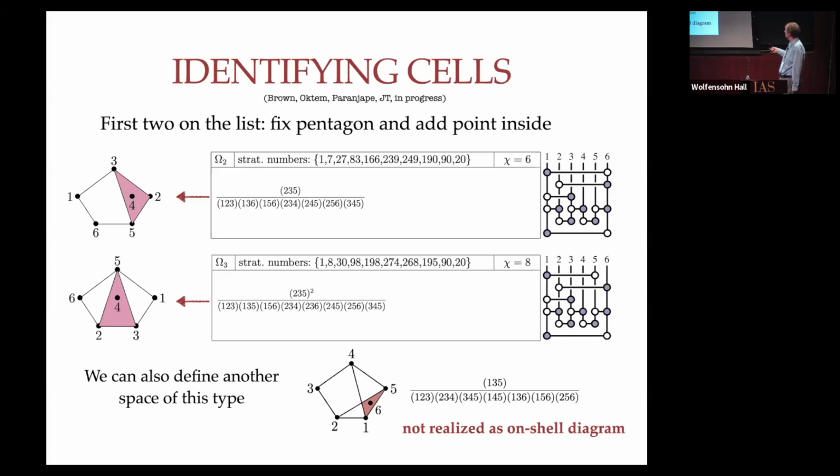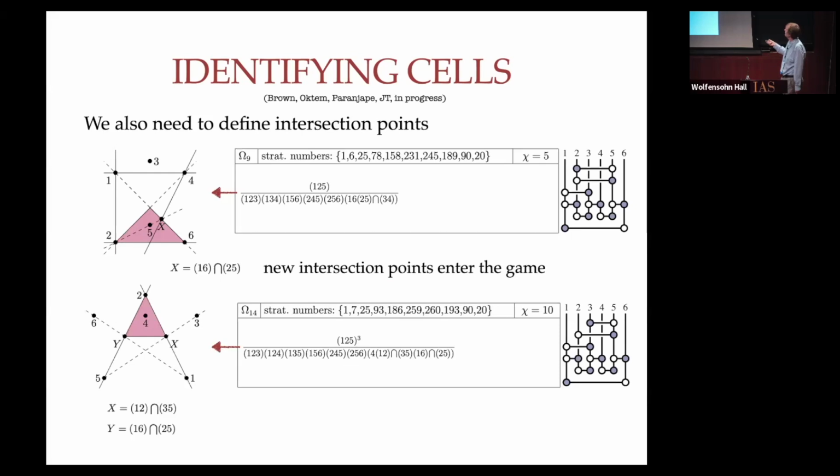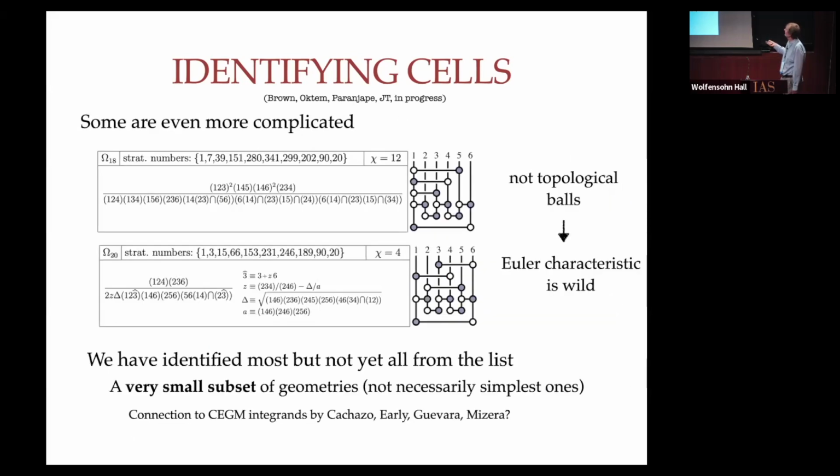This is not realized as an on-shell diagram, while this is realized as an on-shell diagram. You also have things which don't have only original points, they have new points, which are intersections of lines of original points. So the configurations become more complicated, but you can still identify them. There are some which also have square roots, so you are probably solving some quadratic equations. Here, these ones we don't know how to associate.